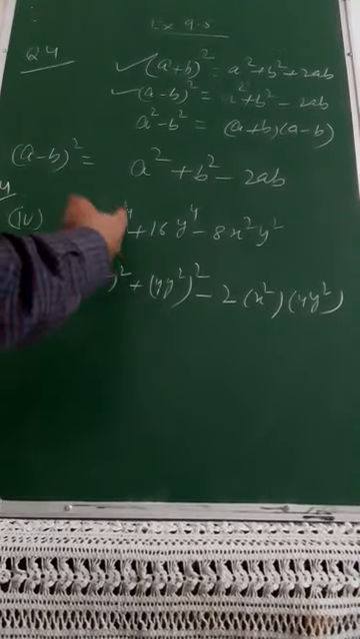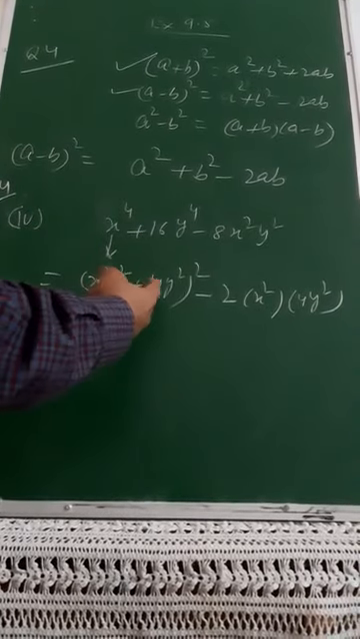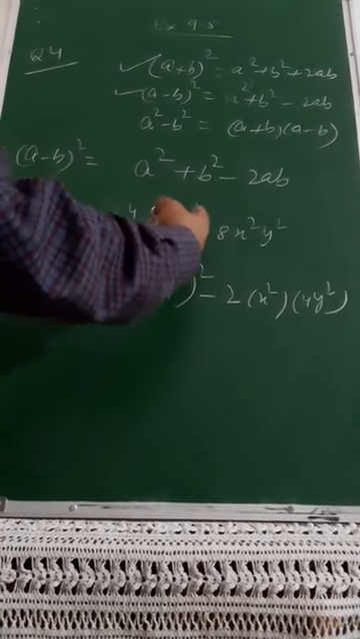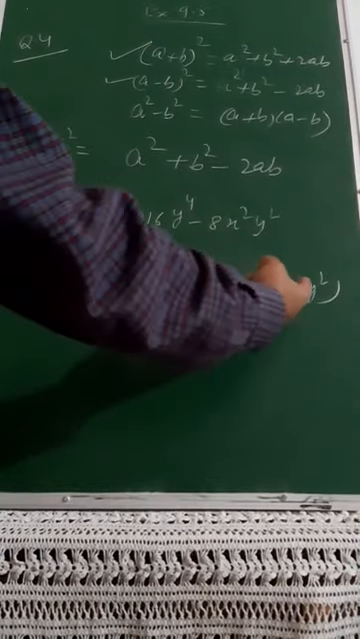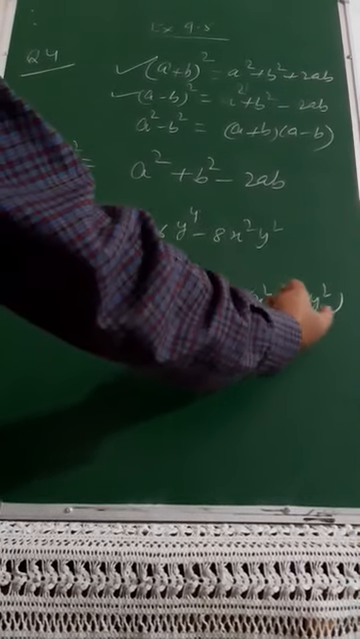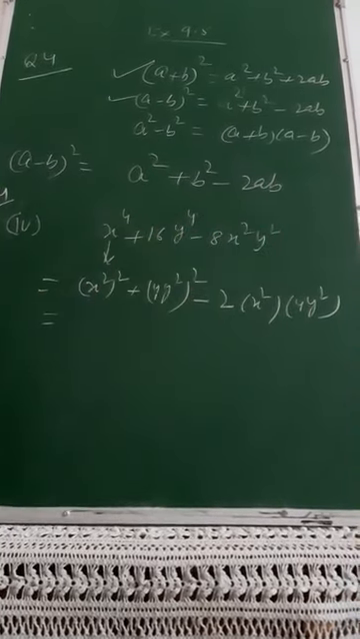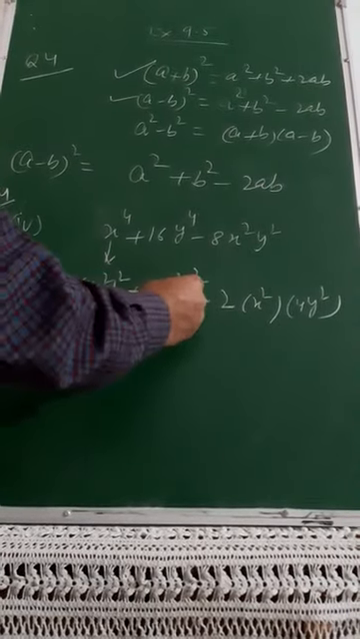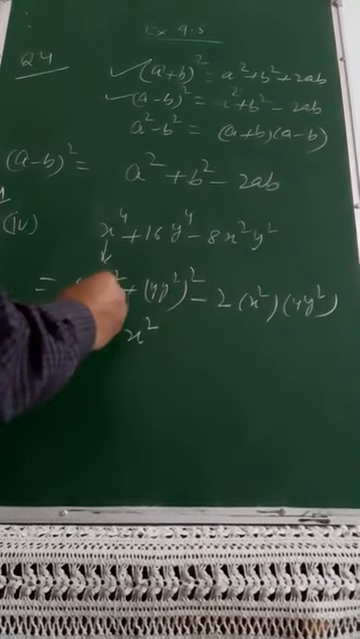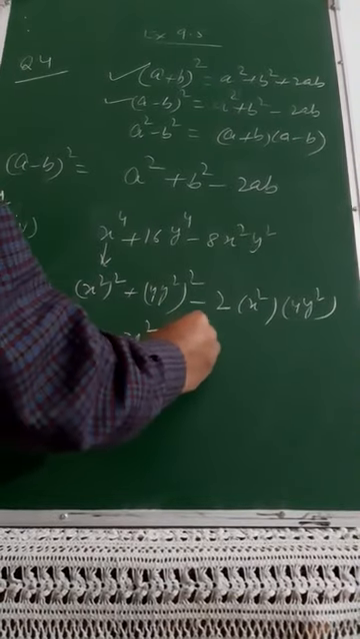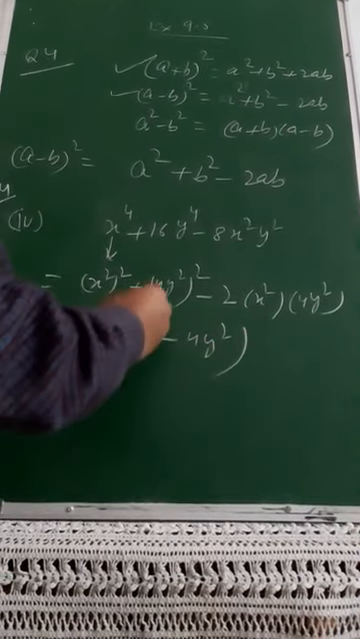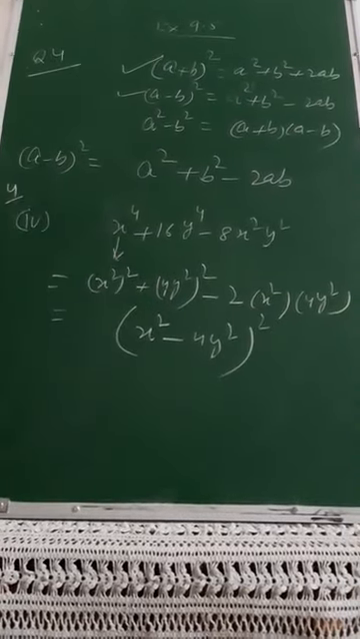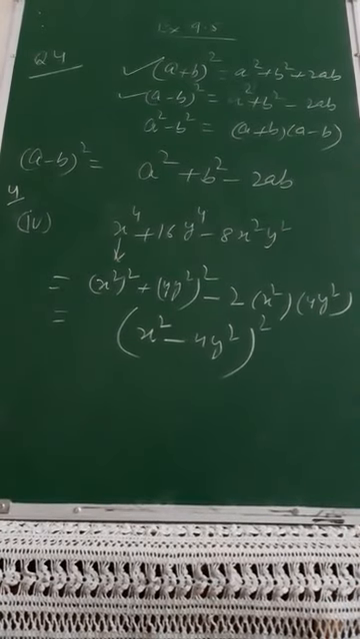So here it works, and then you can check it. X square whole square is equal to x raised to the power 4. 4y square whole square is 16 y raised to the power 4. Minus 2 4s are 8, minus 8 will be there. X square into y square will make it x square y square. So a is this, b is this. So I will have (x square minus 4y square) whole square.